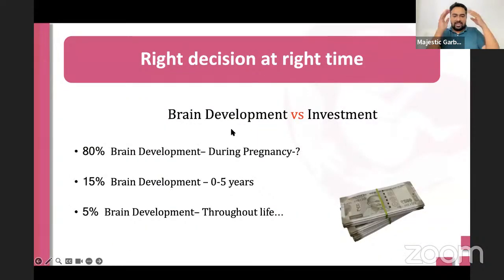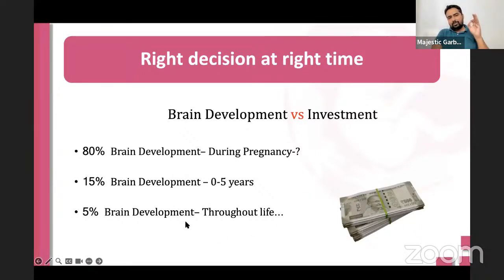For 80% brain development, you need to spend just 2,700 rupees. For the 15%, from 0 to 5, you are going to spend 100 times more amount on diapers of the baby. Diapers and clothing, I am saying, you are going to spend up to age 5. And after 5 years, you are going to spend lakhs of rupees on the education system for the 5% development.